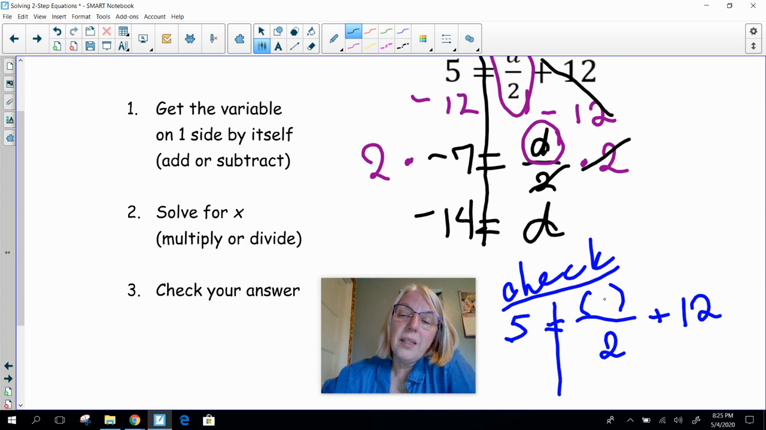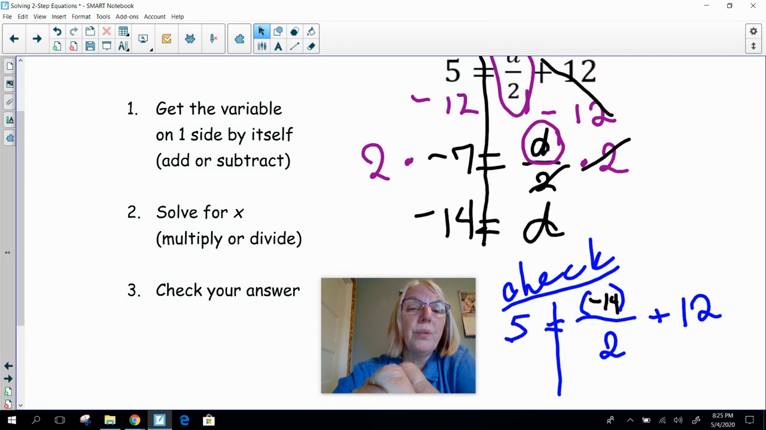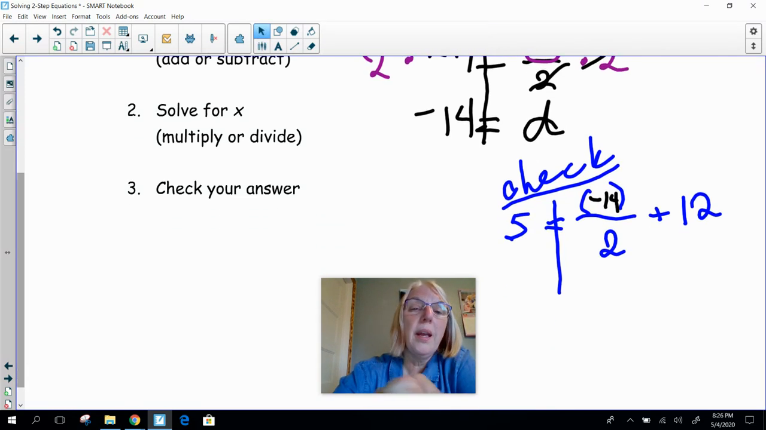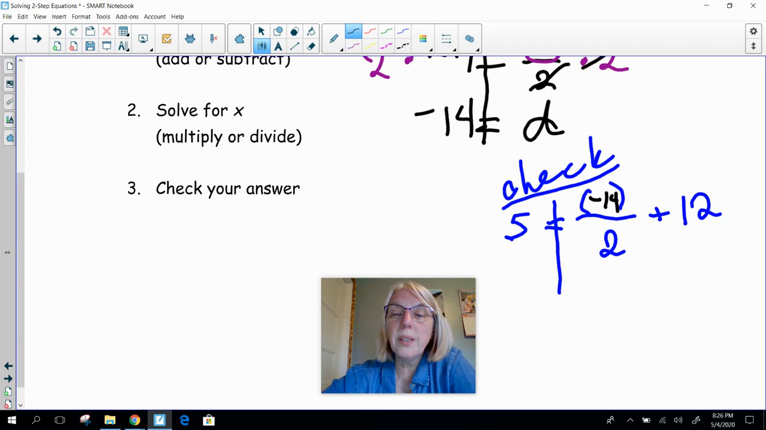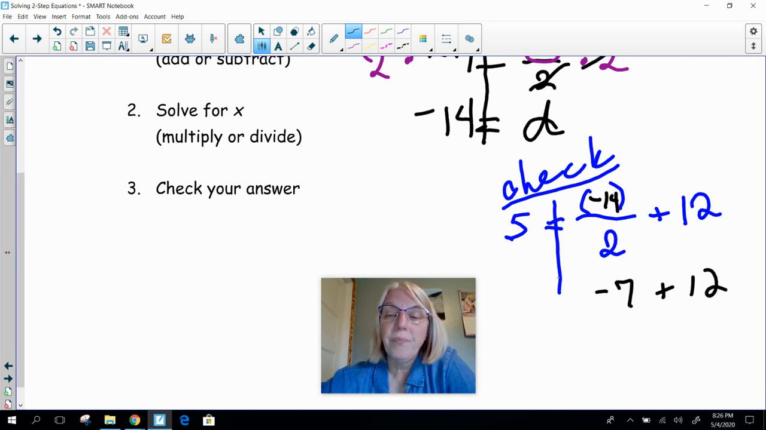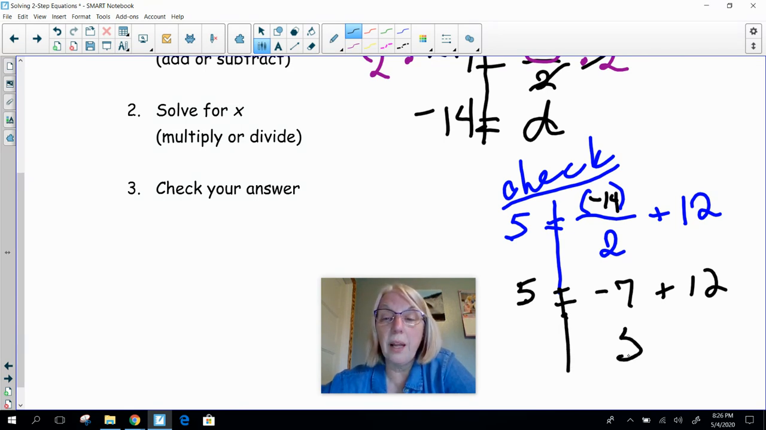So instead of this blank space right here, I'm going to put what I think is the answer, which is -14. And then I'm going to work the problem using the order of operations. In our case, I'm going to do the dividing first, which gives -7, and then I'm going to add the 12. Over here, we have the 5. So -7 plus 12. One's negative, one's positive, so I subtract them, and that is going to give me 5.